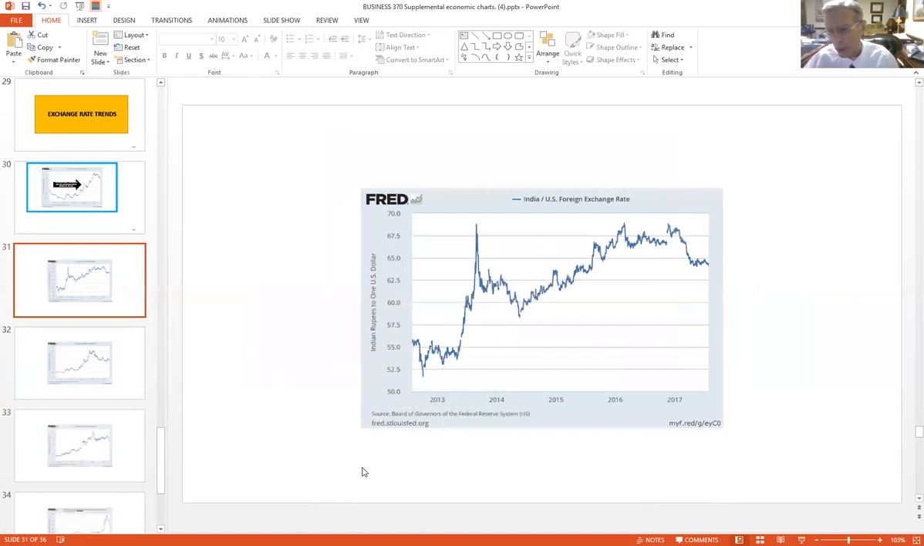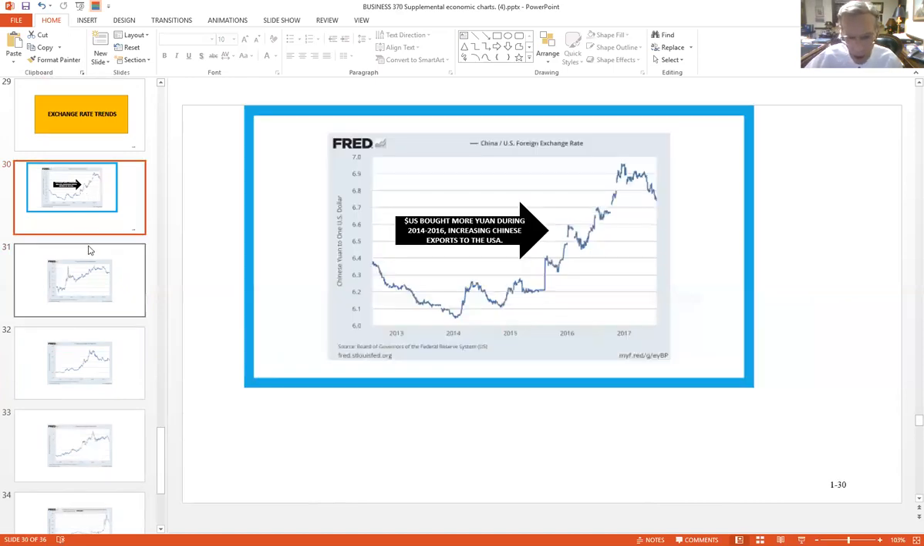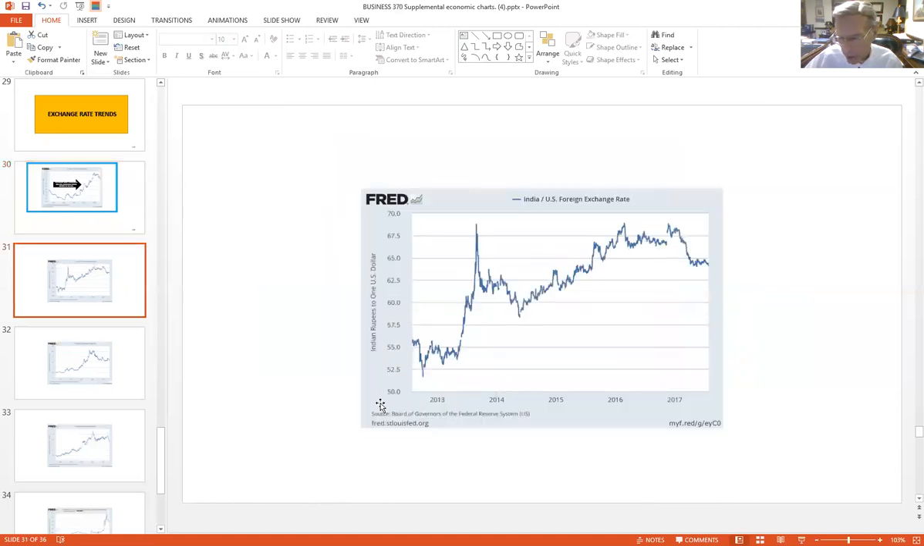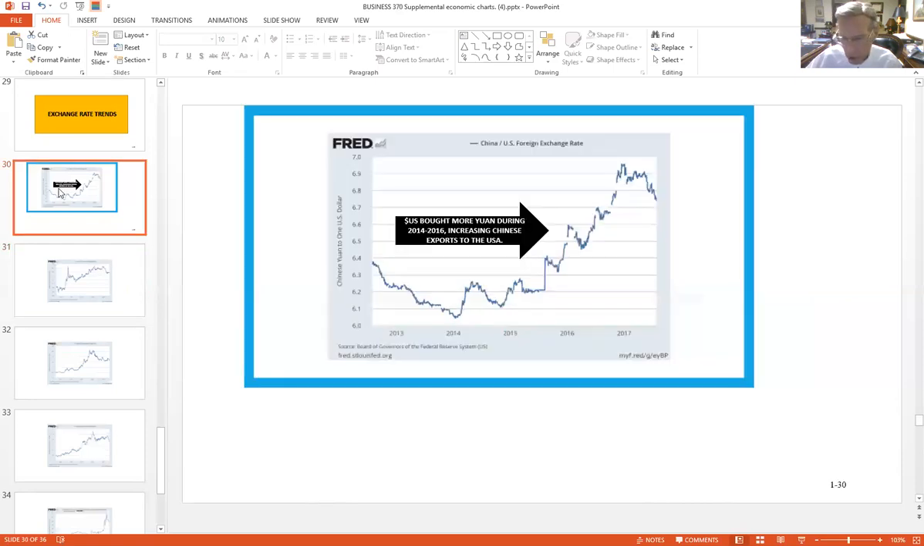Here's the same trend in India, a little different than China, but you get the same general picture here. And again, a reversal in 2017. So now we might be interested in holding on to rupees. Not sure that I would, given all that I know. But in any event, we had the same kind of a trend reversal that we did in China.